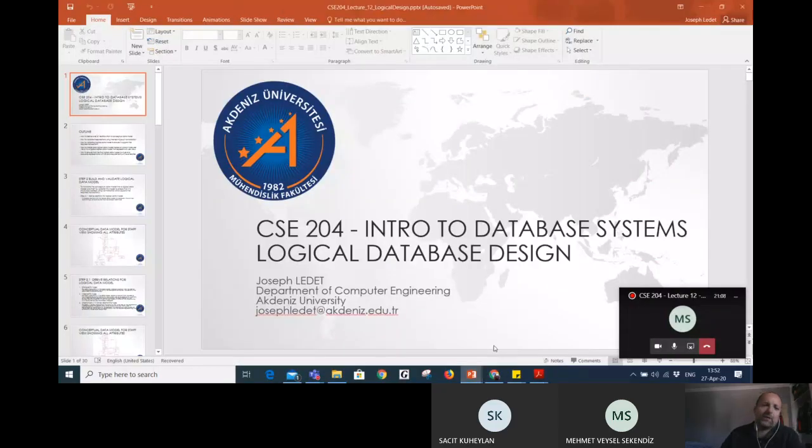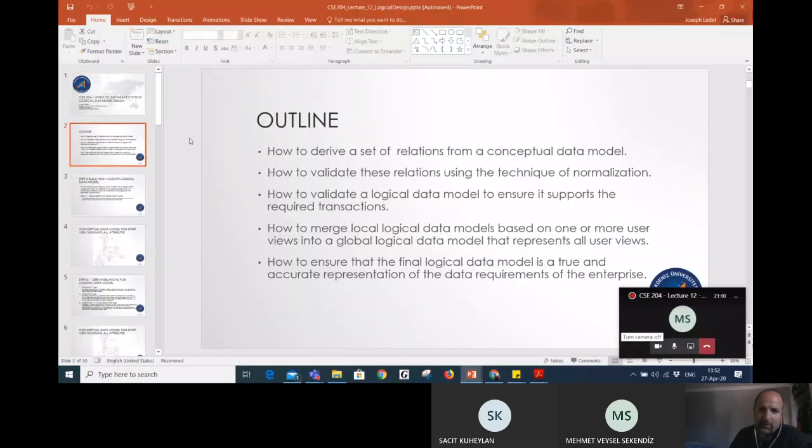logical database design. All right. So we started this last time. Basically the idea here is that conceptual database design was taking this idea of what we're trying to develop and making an ER model out of it, right?